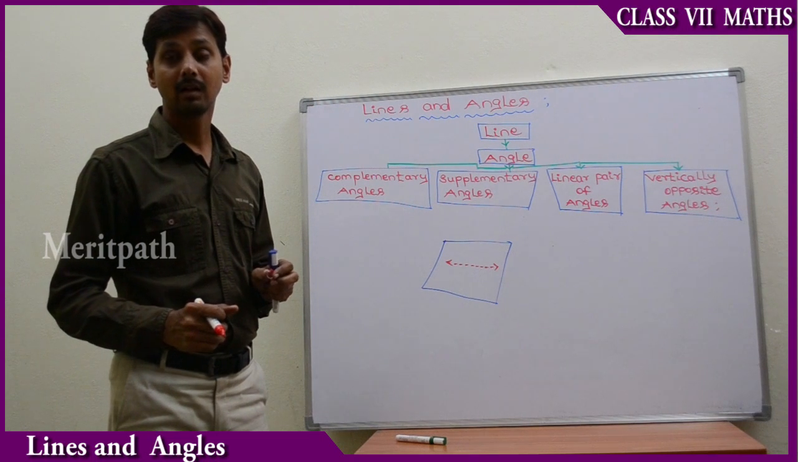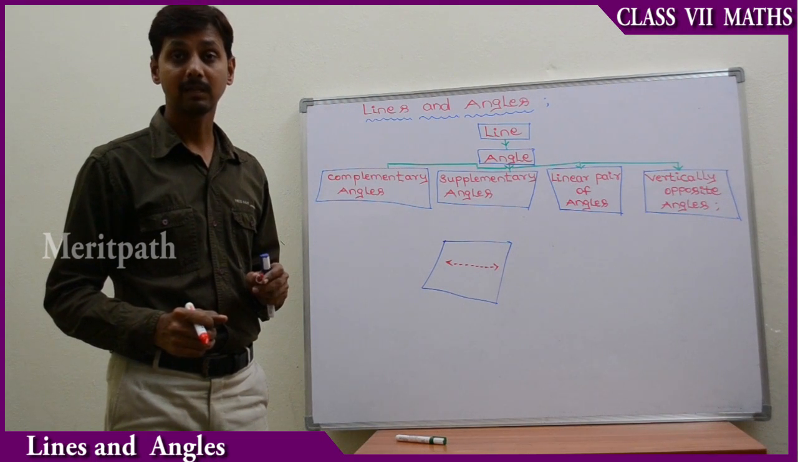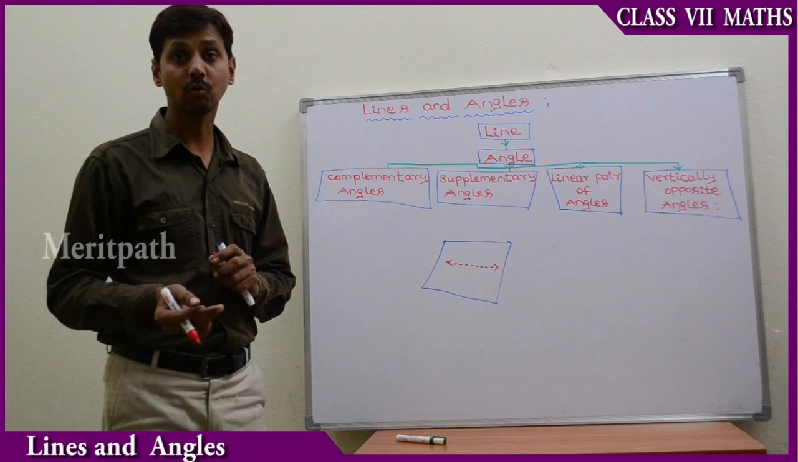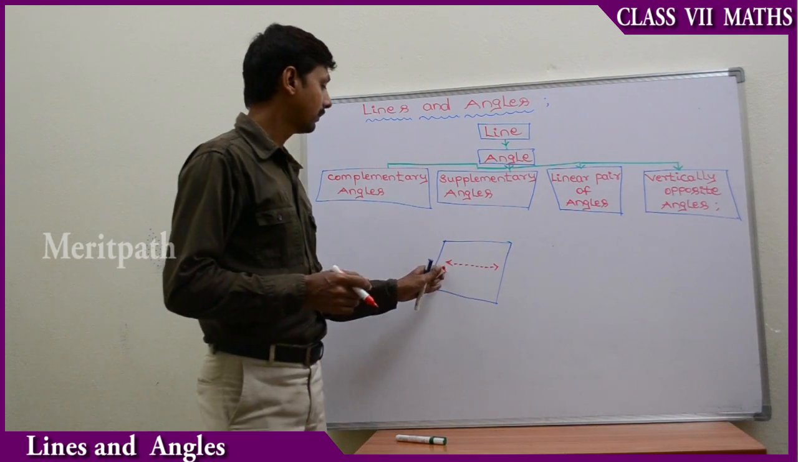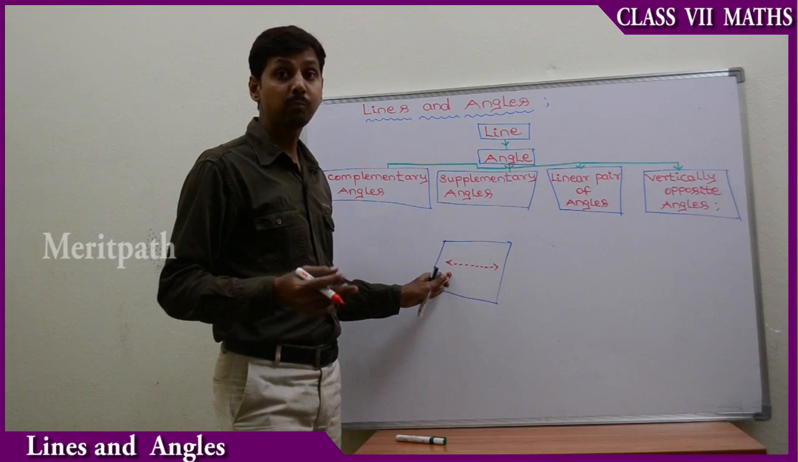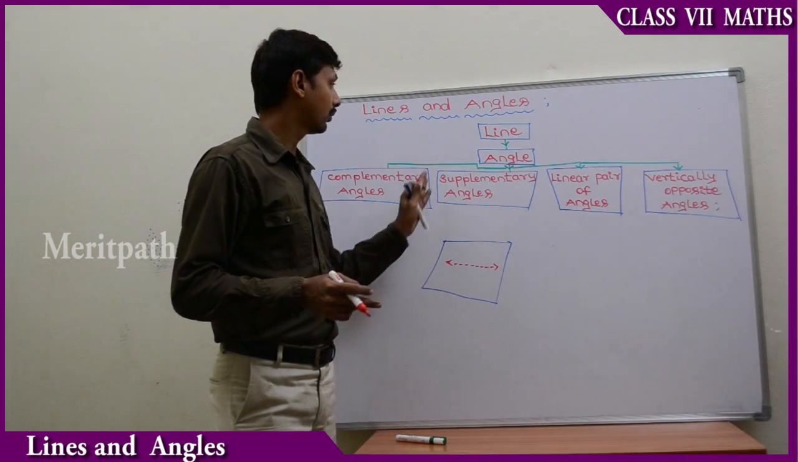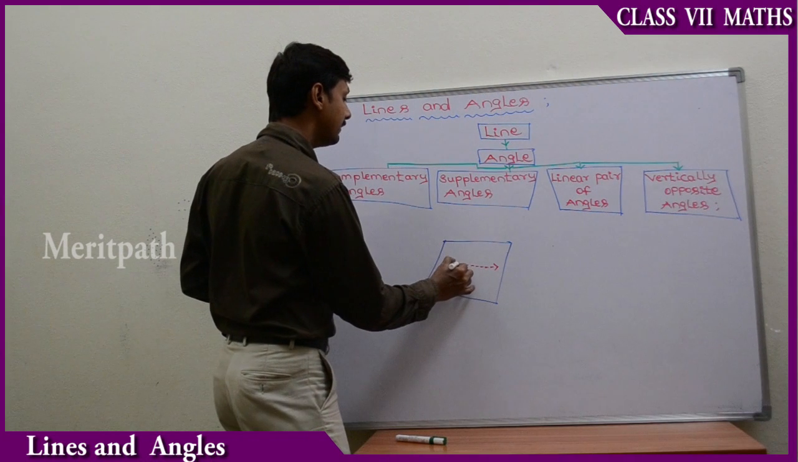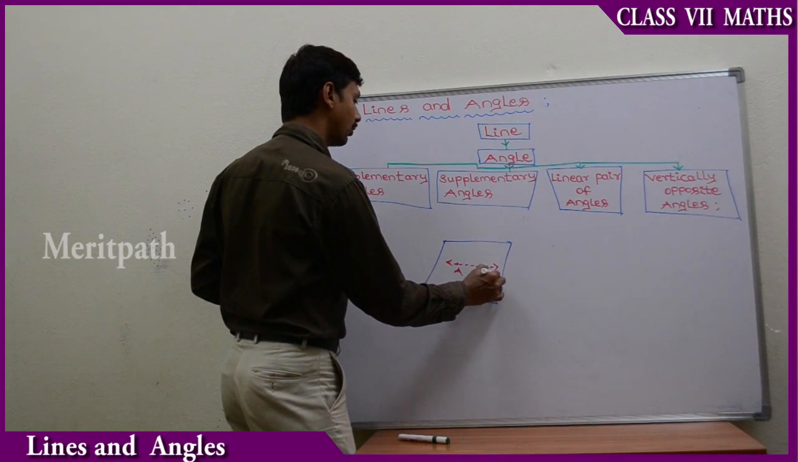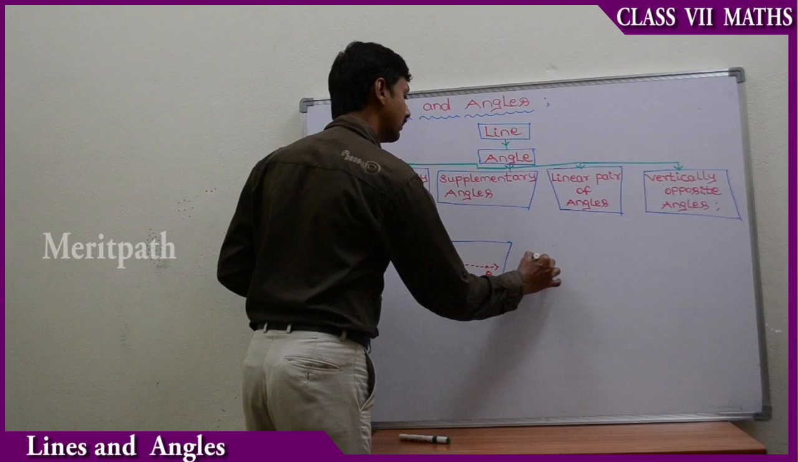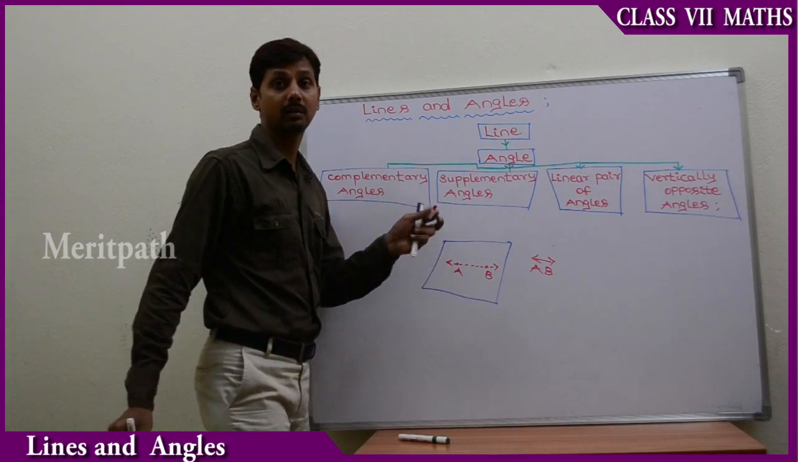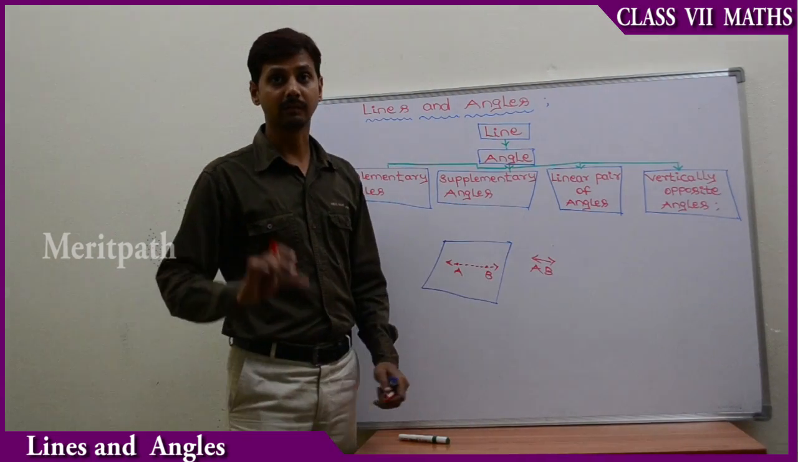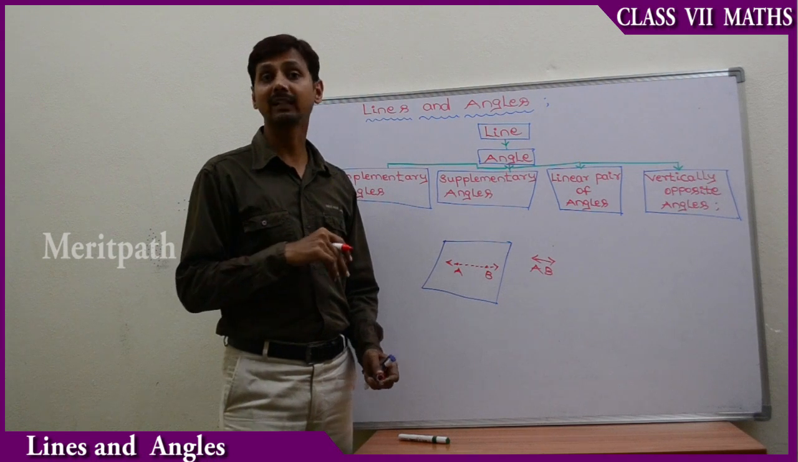A line has an infinite set of points. It doesn't have any end on both sides, so it has no endpoints. So this is a line. We can name it AB. AB is a line. The symbol of a line has arrows in both directions.